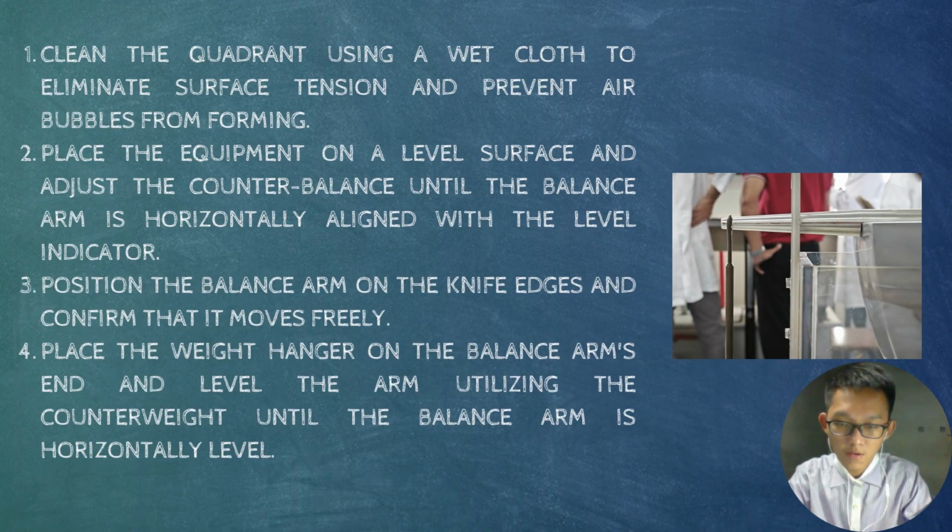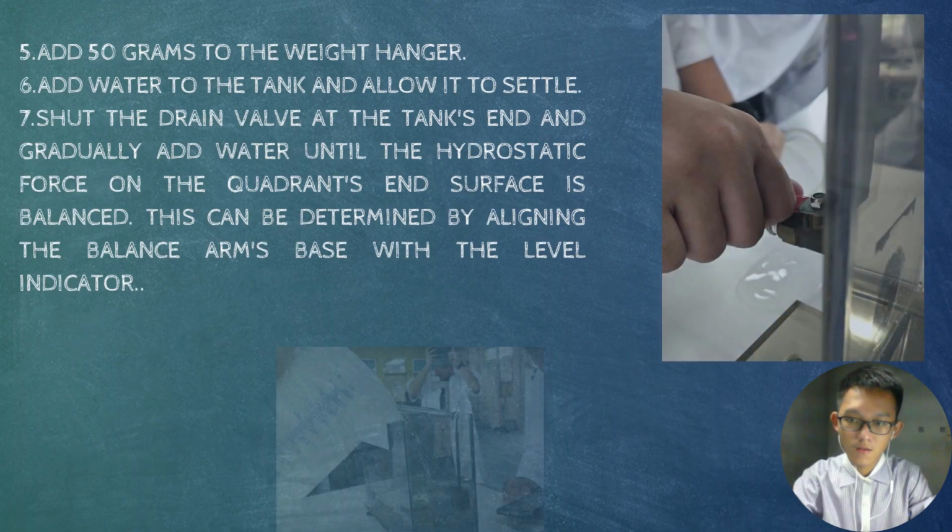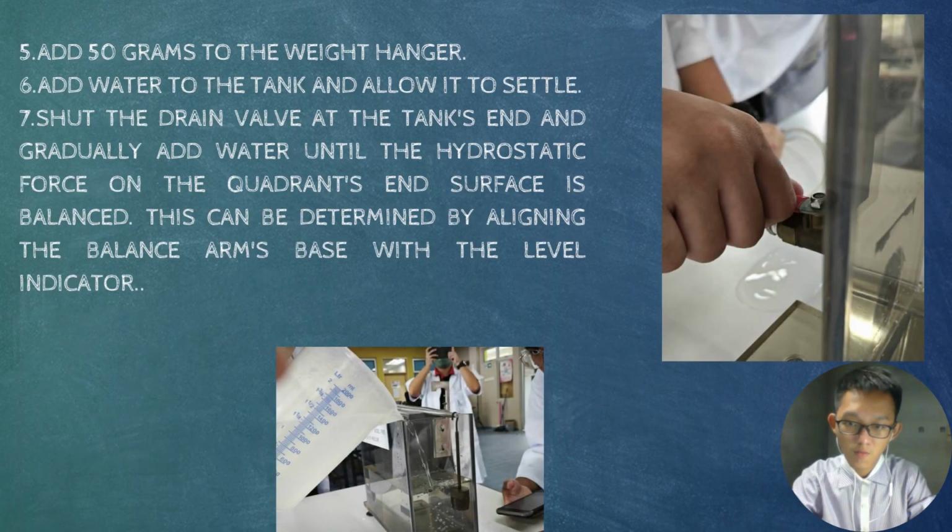Next, clean the quadrant using a wet cloth. Place the equipment on a level surface and adjust the counterbalance until the balance arm is horizontally aligned with the level indicator. Position the balance arm on the knife edge and make sure it moves freely. After that, place the weight hanger on the end of the balance arm, and adjust the counterweight until the balance arm is horizontally level. 50 grams is added to the weight hanger.